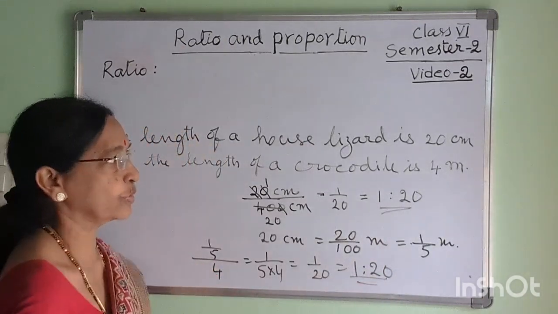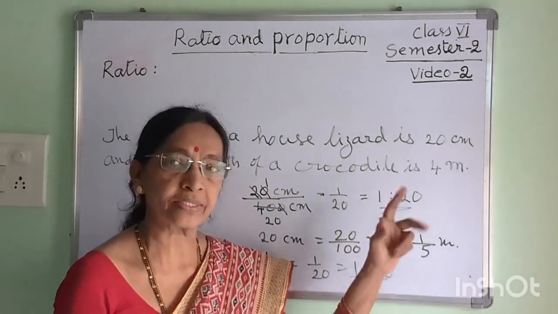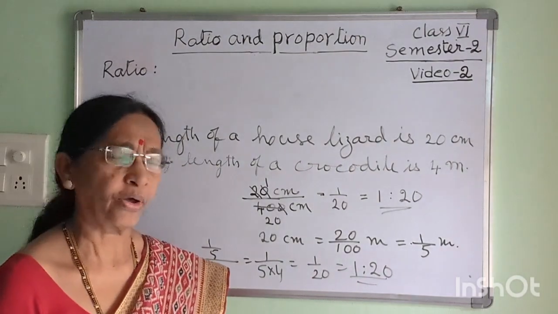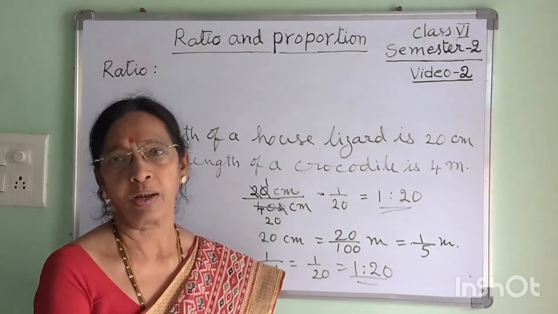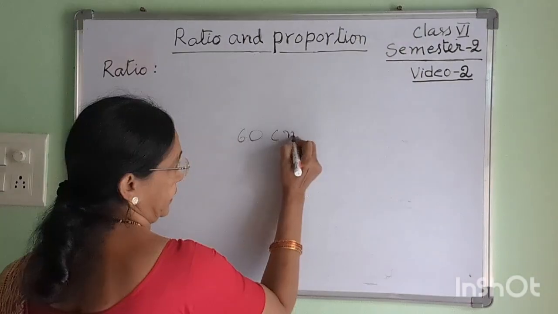So, we have to use both quantities which are to be compared in the same units. That is a condition to find the ratios. Or in addition or subtraction in any calculation, all measurements must be taken in the same units.